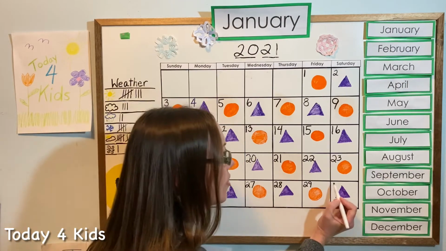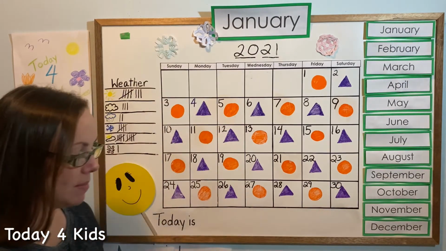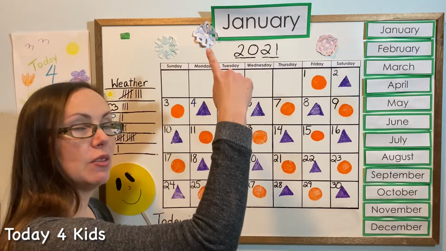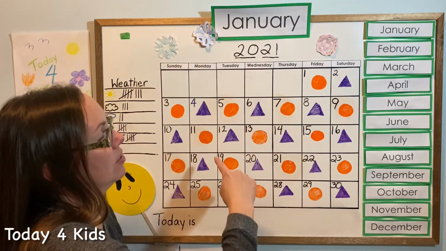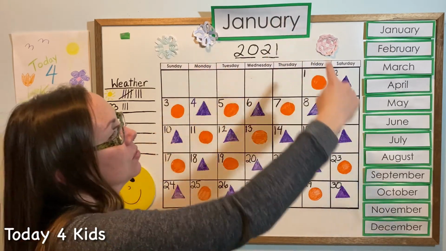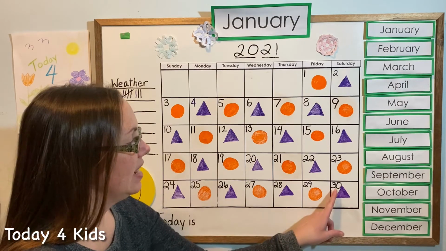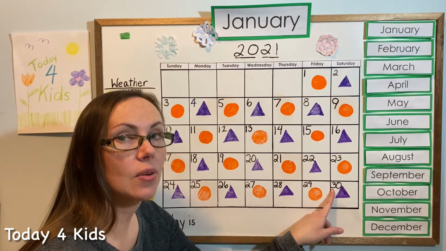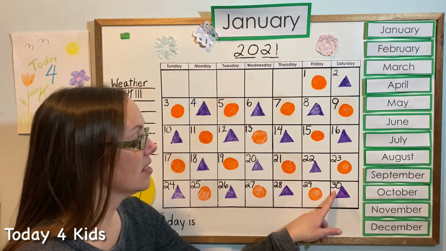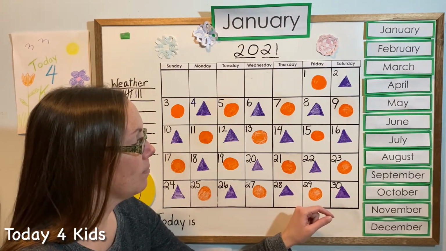30 is a 3 with a 0. That makes 30. Can you make a 30 with me? A 3 goes, start here and go around and around. And then a 0 goes around like a circle. Good job. So today is number 30, and we also say 30th with a th at the end because that's how we say our numbers when we talk about them in our calendar.